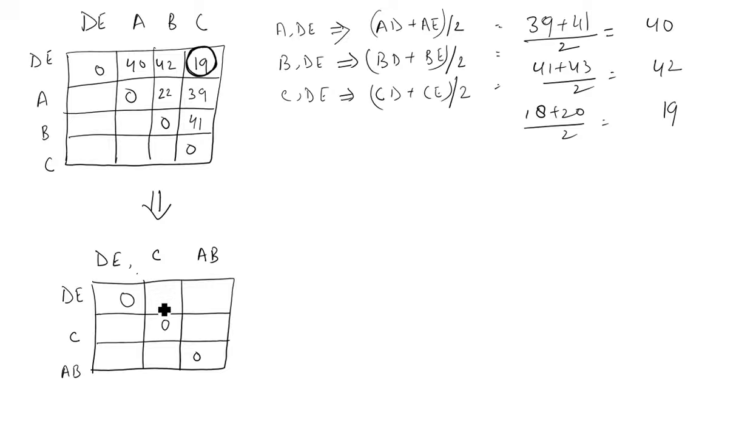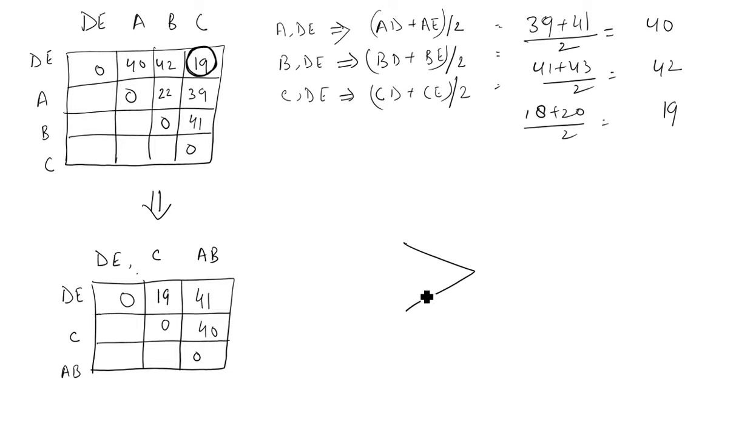So DE to C is 19. Now we have to calculate DE to AB. DE to A is available, DE to B is available, so it is 40 and 42. That means 82. 82 divided by 2 is 41. And C to AB, C to A and C to B: C to A is 39 and C to B is 41. So it is 80. 80 divided by 2 is 40. So this is the matrix we have calculated.